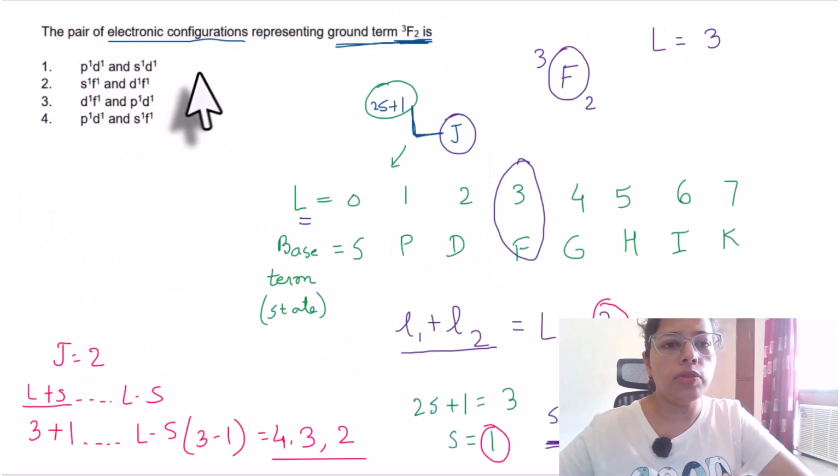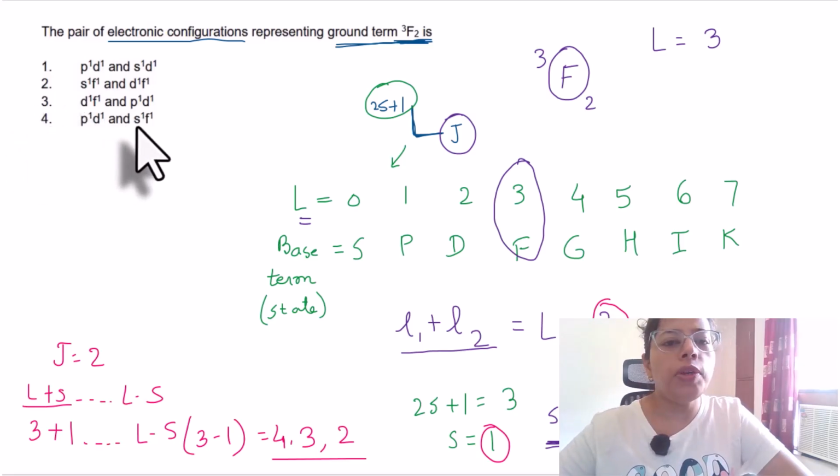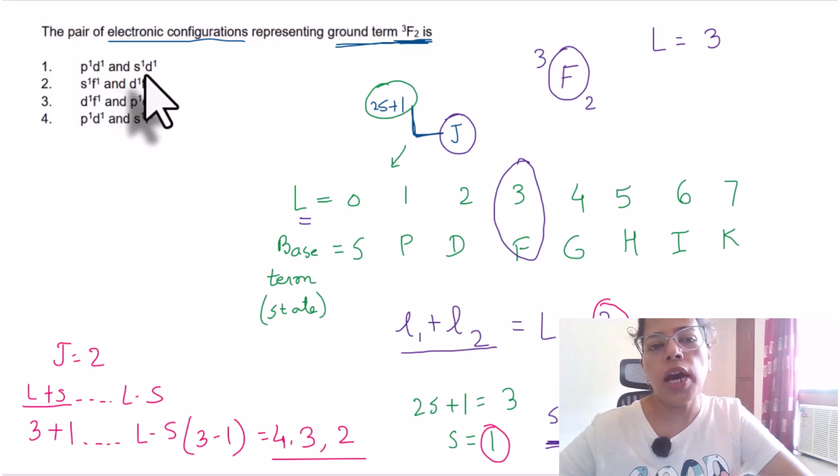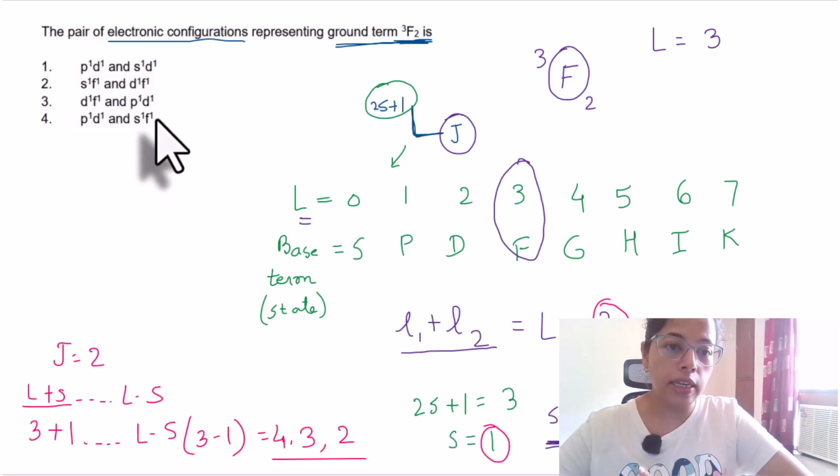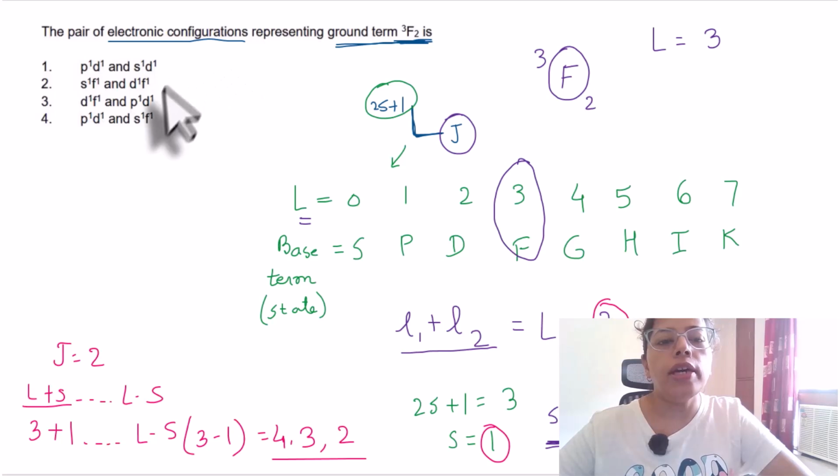Now going back to the question. We have P1 D1 in option 1 and P1 D1 in option 3 and P1 D1 in option 4. So P1 D1 we have with S1 D1, D1 F1 and S1 F1. So let's try all the remaining 3 electronic configurations one by one, and check which one satisfies the required ground state term 3F2. Now we check S1 D1. D1 we already know satisfies the 3F2 configuration.